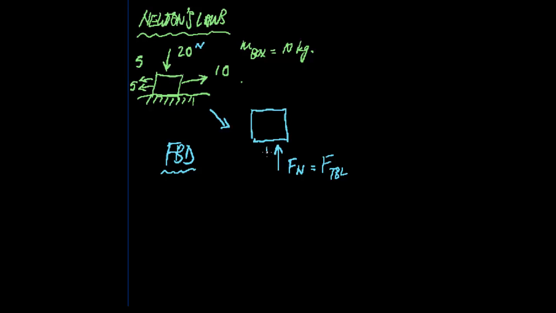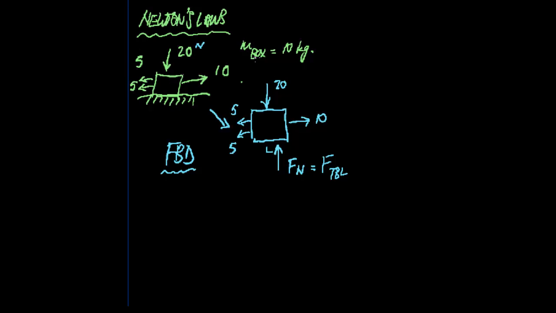Normal is the math way of saying perpendicular. So when it touches a surface, it actually acts perpendicular to that surface. Now we have a 20 pushing down, so we put the 20 still there. There's still a 10 going this way, and we have a 5 back here, two 5s.